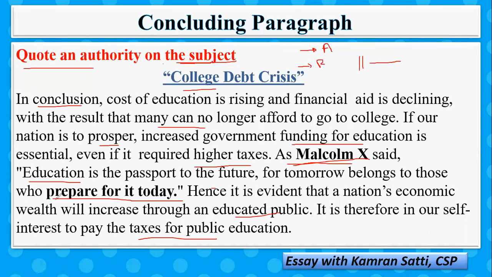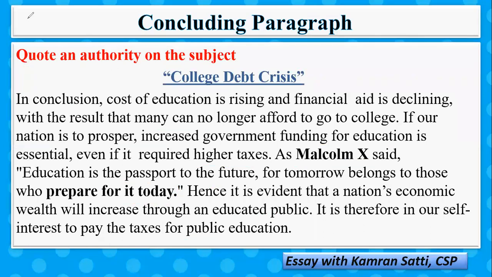Malcolm X said that we have to prepare for it today, we have to do something today to make sure that our future is bright. Okay, and what we have to do today, we have to spend on education, because this is our passport to the future. So this quote is directly hitting the topic. Okay, the topic of education. We have to do something about education, we have to prepare for it today. So your quote should be directly hitting the topic.